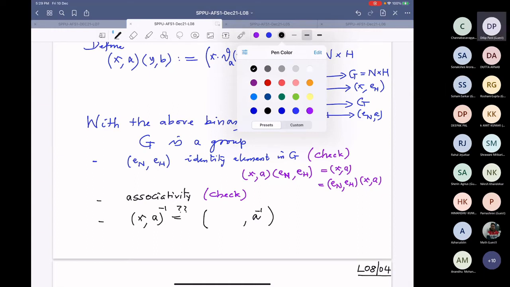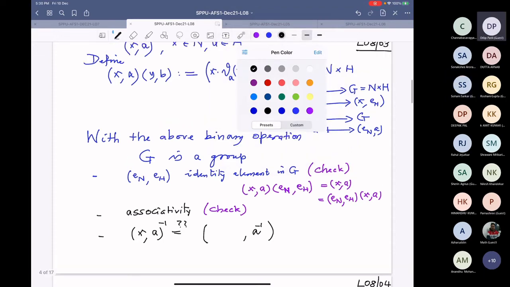Are you there? So is it x inverse by any chance? Who is talking? Sir, Soham. Soham. Yes, sir. Soham, where are you from? Sir, I am from Pune University. I finished my master's. So what is the guess for the first coordinate? x inverse by any chance? x inverse? Yeah.